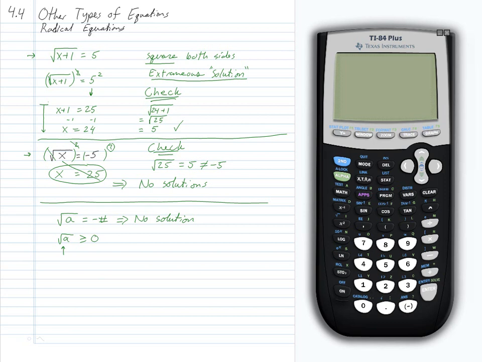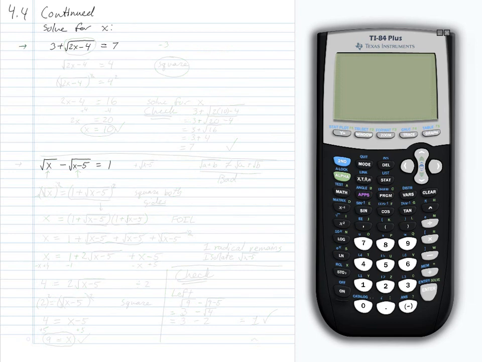Now, other trouble that we could run into, remember that the domain of the square root is non-negative numbers. So watch out for attempting to plug in a negative value. When you go to check something, whatever you're plugging in has to be accepted by the square root. So let's look at a slightly more complicated example of this type of problem. So here we have a slightly more complicated radical equation.